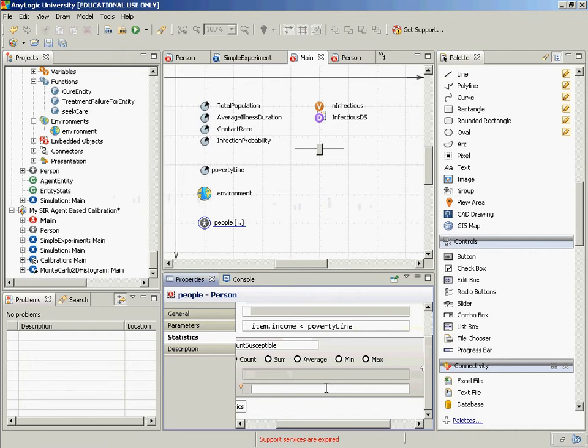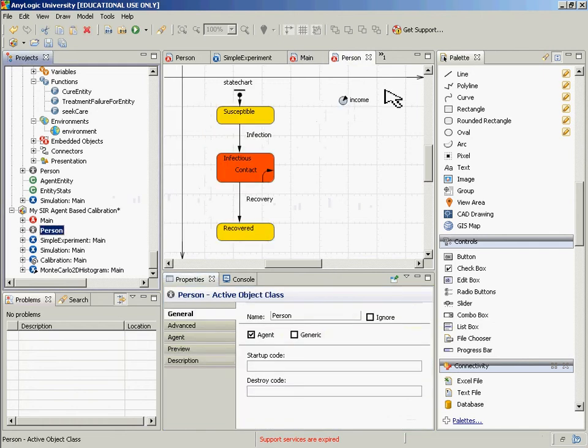I'll give you a hint. Go over to person. How would we know from this diagram that a person's susceptible? Do we look at their income? What would we look at? Their state. Who's responsible for maintaining this state?